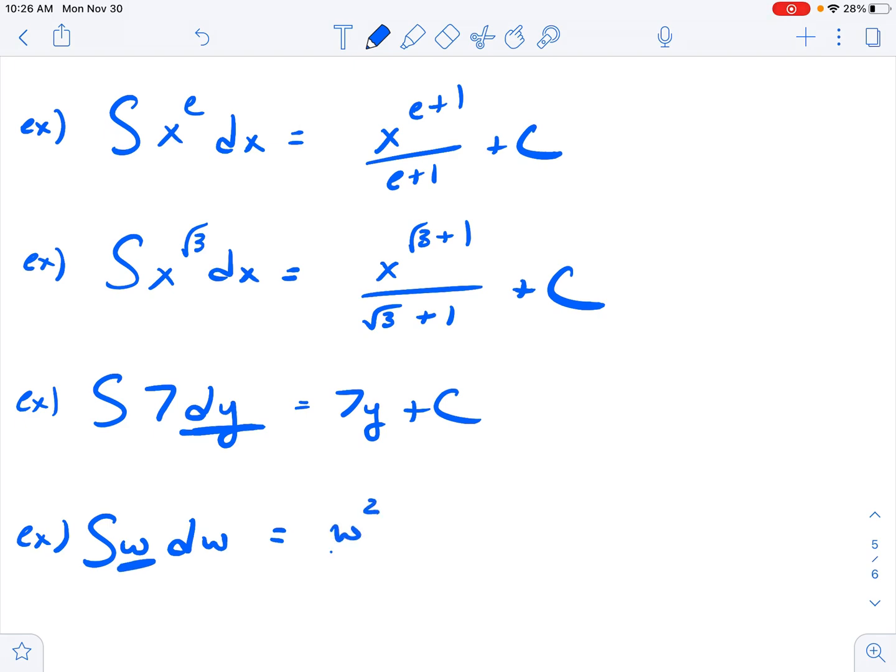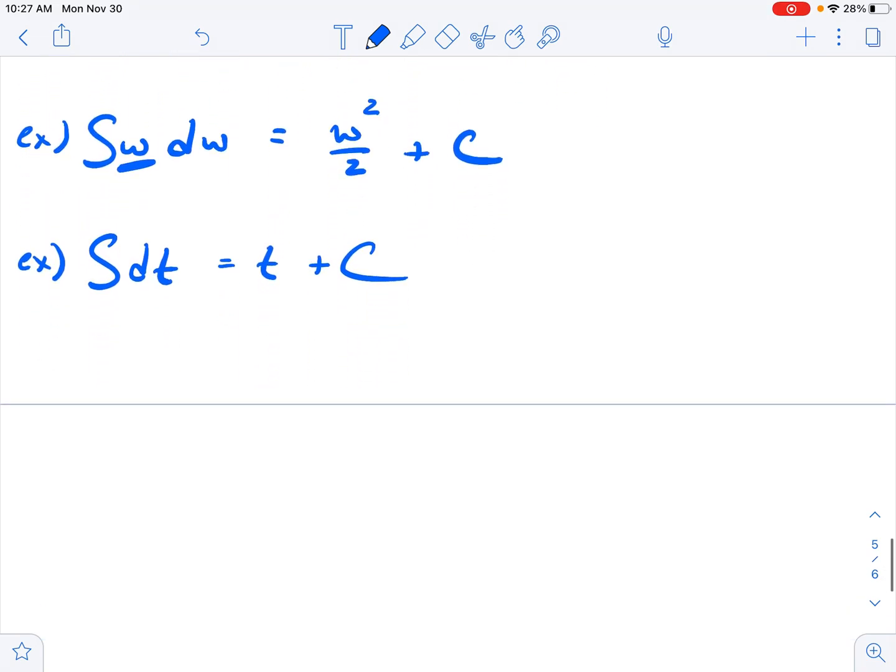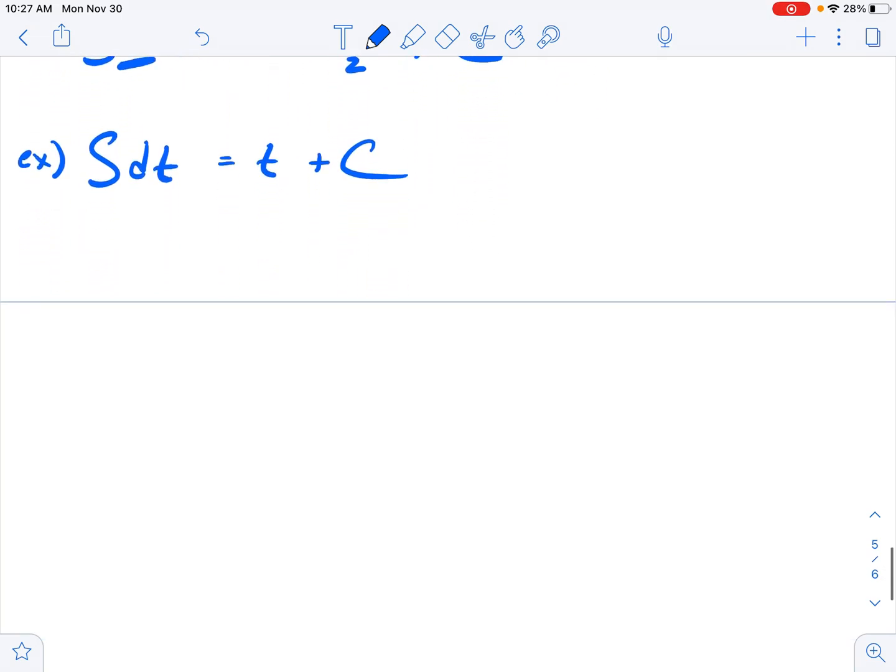Or suppose I have something like the integral of w dw. So w is the variable. That's w to the first. So we're going to get w squared over 2 plus c. Or if I have something like the integral of dt. That's 1 dt. So when I integrate, I get back 1t plus c. Most of what we're going to see are going to be dx's to begin, but throughout the course, we'll see lots of different variables that we'll be integrating with respect to. So you just want to look out for that.